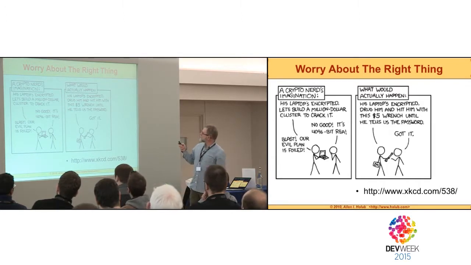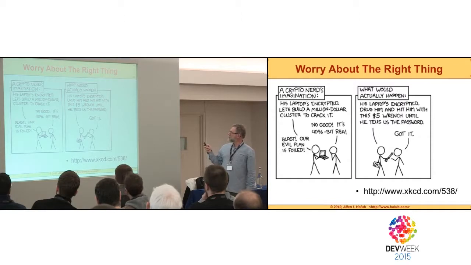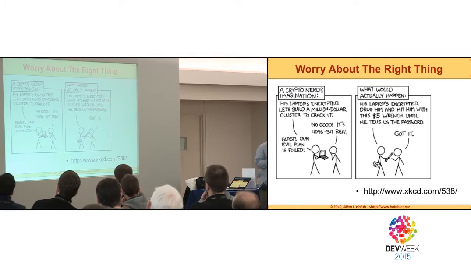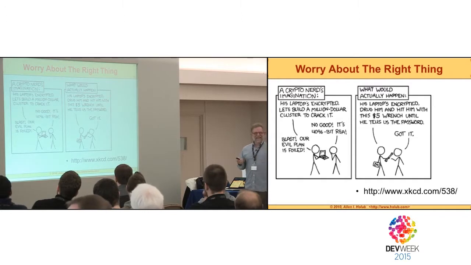But let's talk about, well, look at this comment. The crypto nerd is imagining all sorts of bizarre stuff in terms of attacks here, and you're thinking about SSL, RSA encryption and yada, yada, yada. And meanwhile, the actual bad guy here says, I'm going to hit him over the head with a wrench. Again, we're not thinking about the right things.